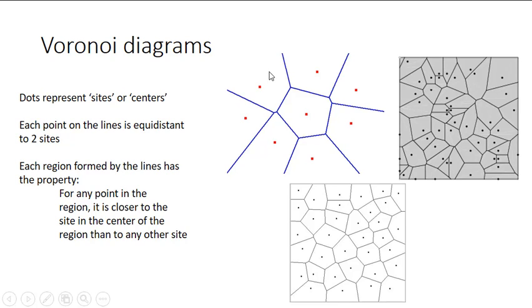Each point on these lines is equal distance between 2 sites. So if you look at these lines in all of these diagrams, each point is going to have an equal distance from its 2 closest sites. What that means is that each region formed by these lines, which enclose a region, has every single point in that region closest to the site that's at the center of that region.